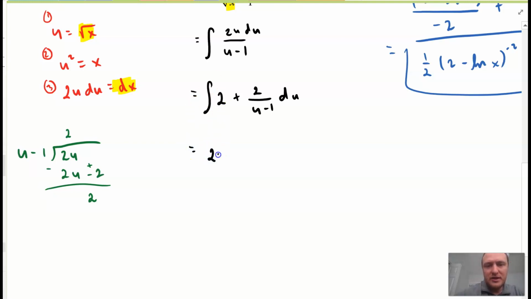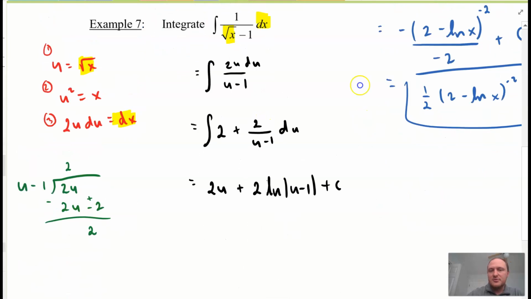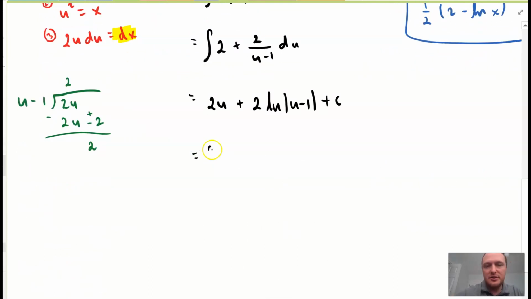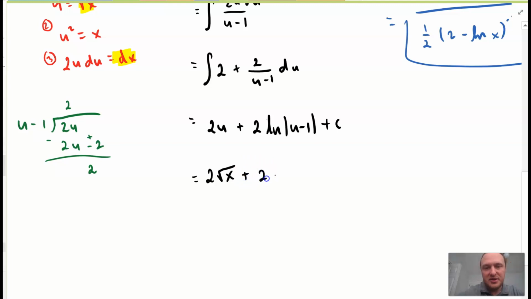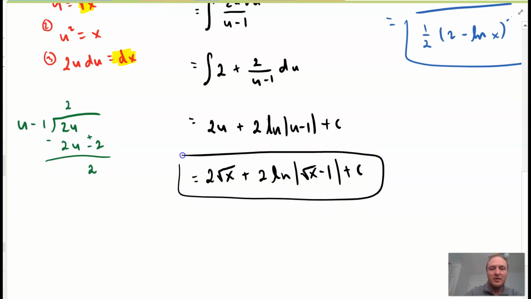Okay, so I'll go ahead and integrate. So the integral of 2 is going to be 2u, right? I'm integrating with respect to u. Plus, now here I have 2 times, this is essentially 1 over x. Think about it as 1 over x, which would be the natural log of the absolute value of u minus 1, plus c. Now, are we done? No, in terms of u, I wanted to integrate with respect to x, so all I have to do is go ahead and resubstitute. So u was equal to the square root of x, right? So I have 2 root x plus 2 times the natural log of root x minus 1 plus c, and voila, there it is.